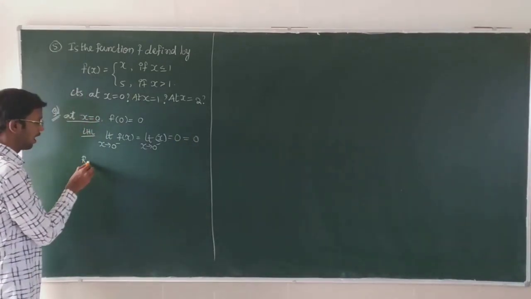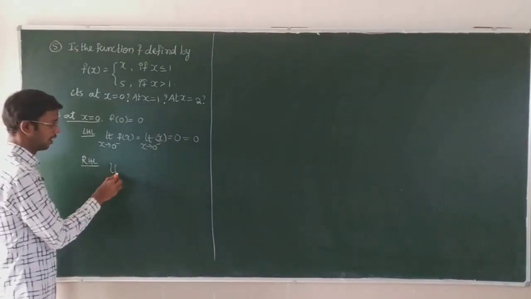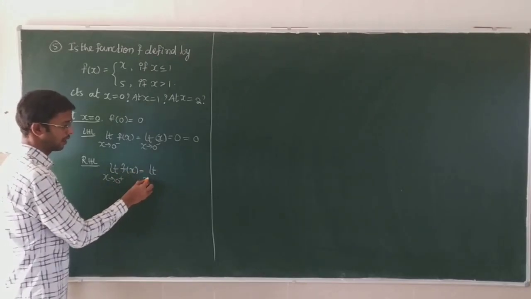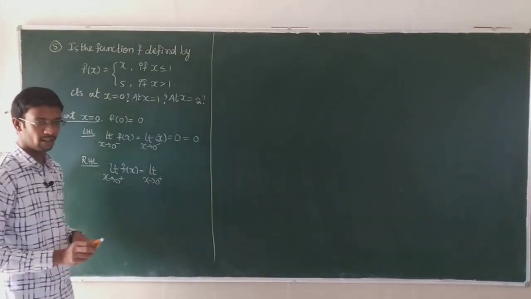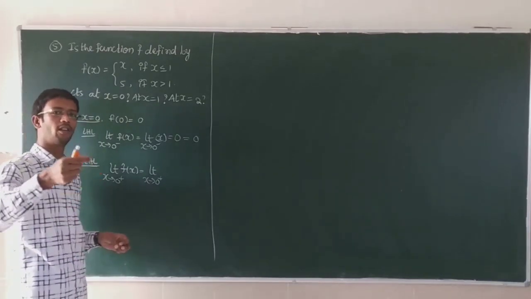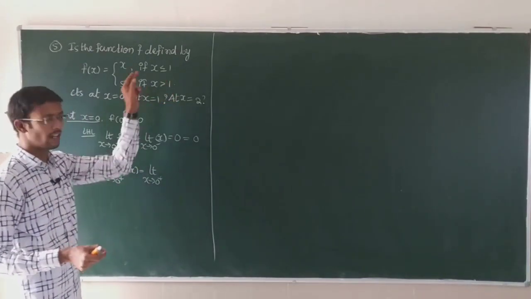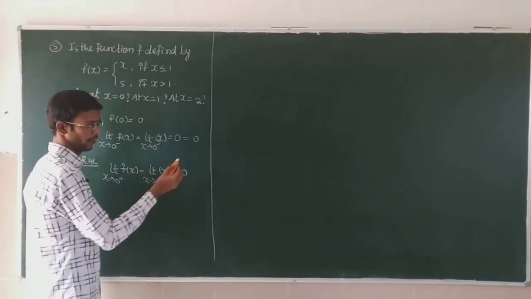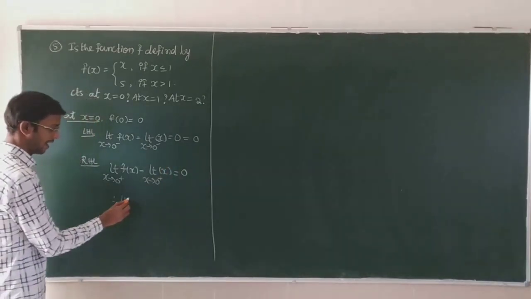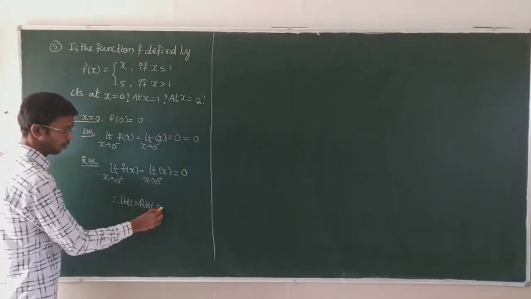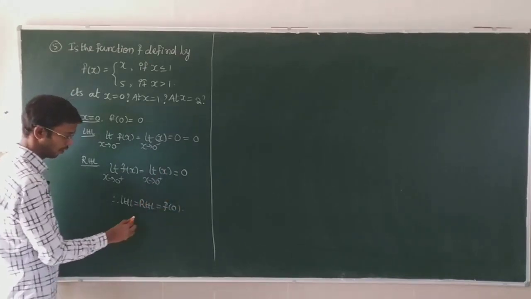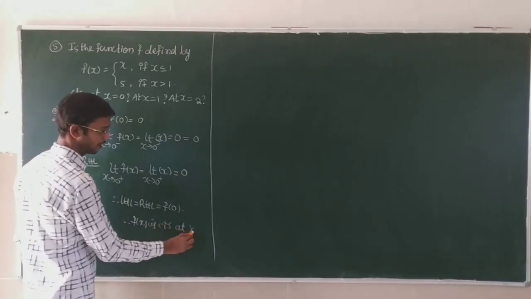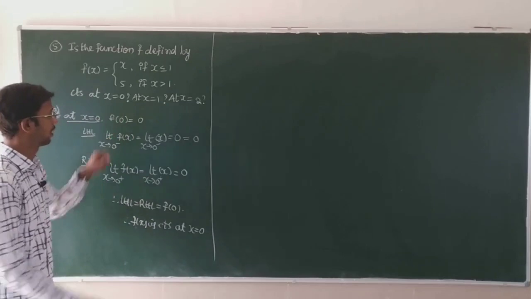Next, RHL. Limit x tends to 0 plus f of x is equal to limit x tends to 0 plus. It is greater than 0, meaning 0.0001, a very near value that is also compulsorily less than 1. So the f of x value will become x. 0 plus is a very small value, 0. Therefore, LHL is equal to RHL is equal to f of 0. Therefore, f of x is continuous at x is equal to 0. X is equal to 0 completed.